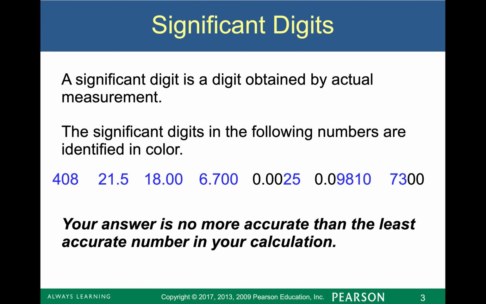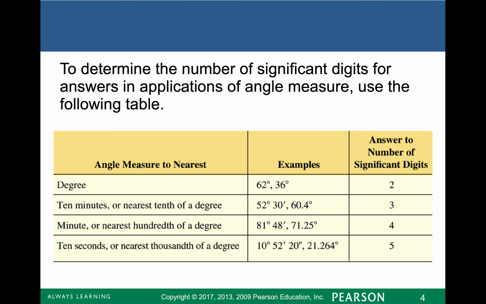Your answer should not be any more accurate than the least accurate number in your calculation. So in this problem, I have two significant digits because I have 62 degrees. So each value has two digits in it. So my answer cannot be more than two significant digits. This one, I have three significant digits because the 0 behind does not count. It would count if it was behind the decimal point, but because it's in front of the decimal point, it does not count. Then 60.4, the 0 does count because it's between two values, so that would be 3.